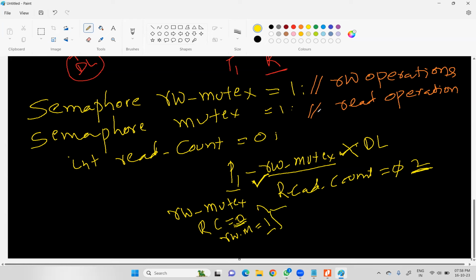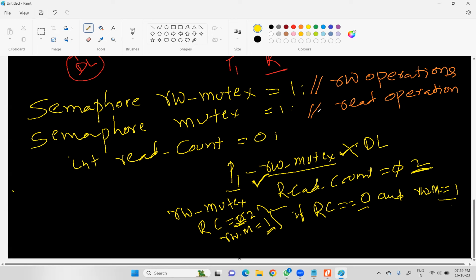Suppose instead of 0 and 1, here it is 2 and here it is 1. What should we do here? RC, I mean read count, if read count will be equal to 0 and RWM, let me write RWM, RW underscore M is equal to 1, then you will be given permission to take the item. Nobody has read permission, and another process wants read write permission. So the item is available, you can take it for granted and you can perform your operation.